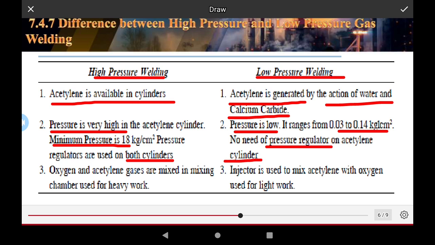And the third point: in high pressure, oxygen and acetylene gases are mixed in a mixing chamber, used for heavy work. In low pressure, an injector is used to mix the acetylene with oxygen, used for light work.